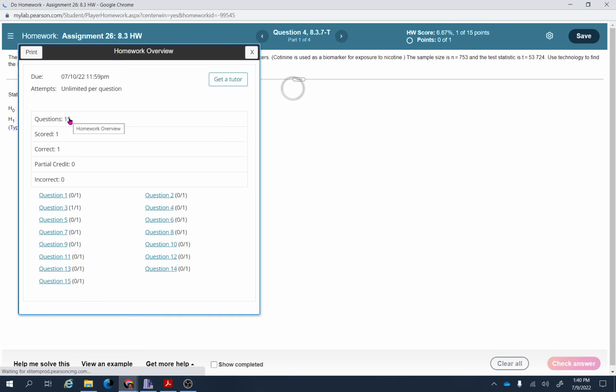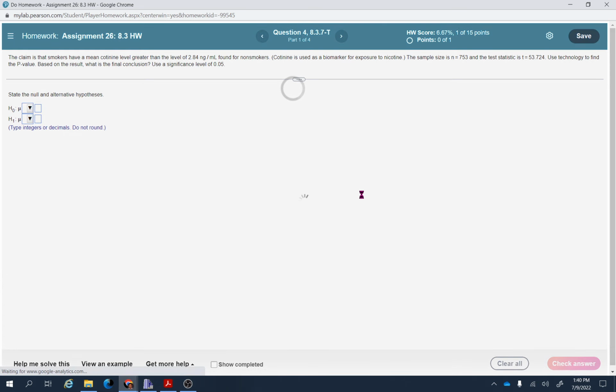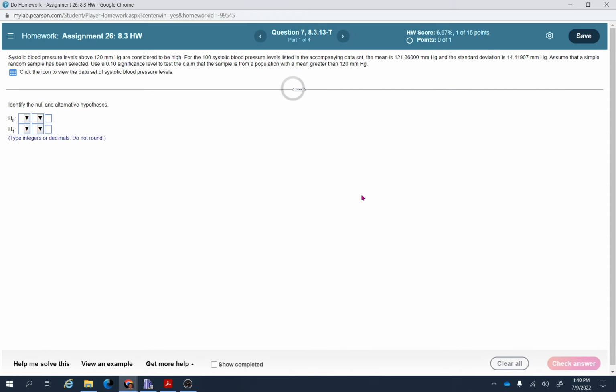I'm going to choose another problem. Let's say number 7. Very similar problem. You need to find the null hypothesis and the alternate hypothesis. If you read the problem, you are given some information: systolic blood pressure levels above 120. As we know, more than 120 blood pressure level is considered to be high.